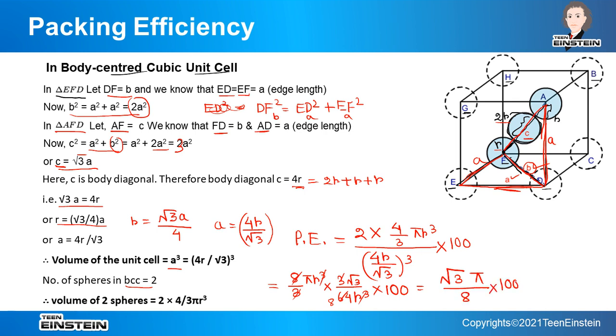Okay, so this will be equal to root 3 pi divided by 8. If you do the calculation, you will find 68%. So here packing efficiency is 68%. In the previous case, it is a simple lattice we have seen, it is 52%, here it is 68%.